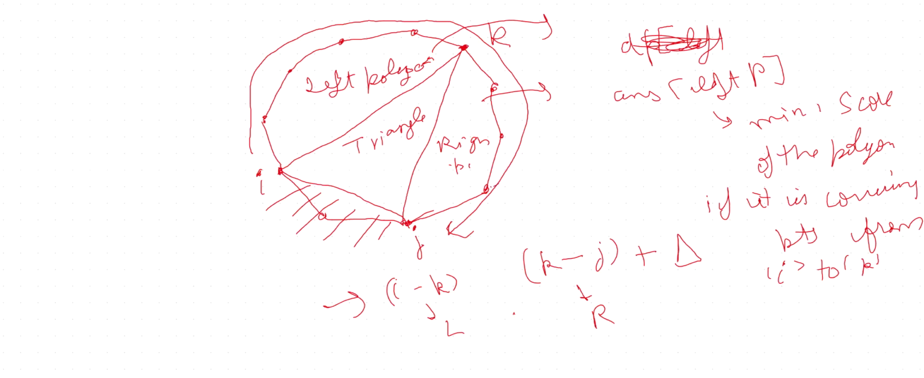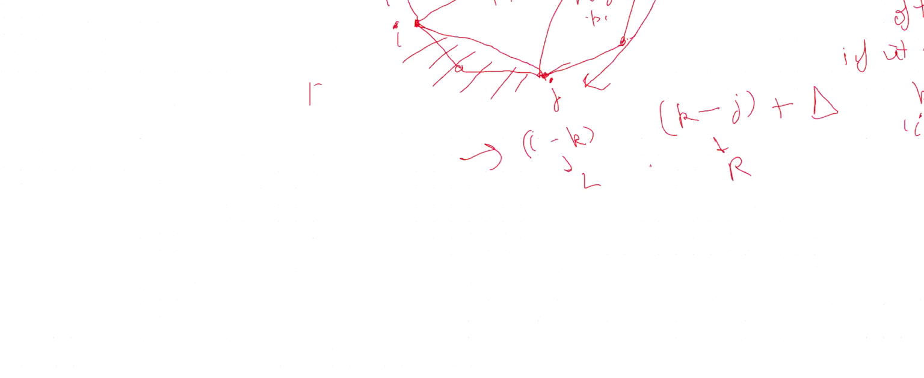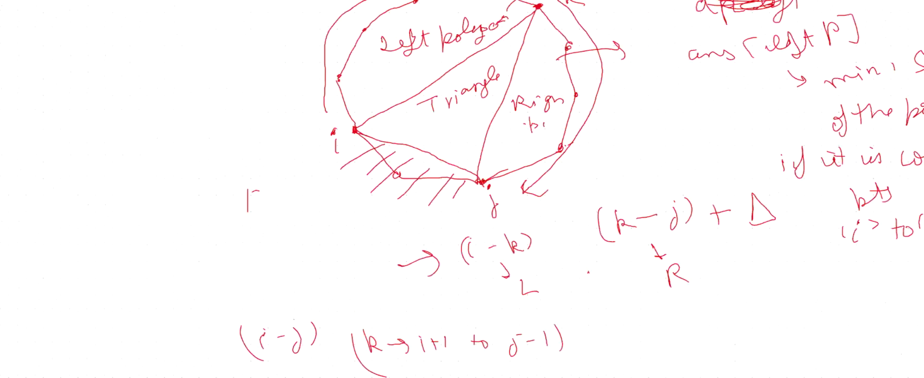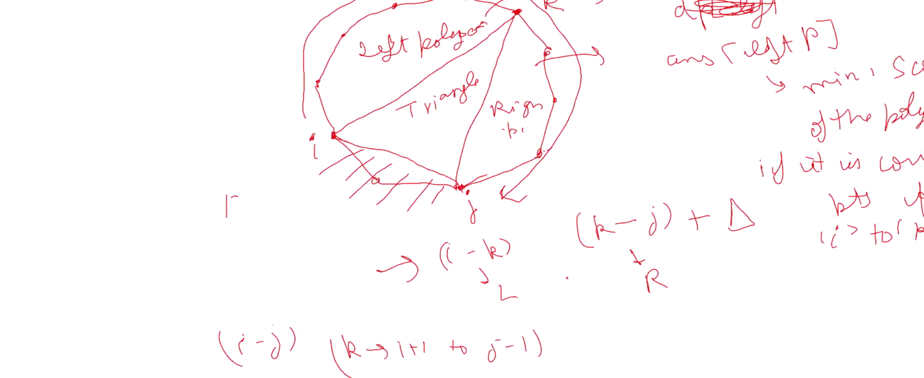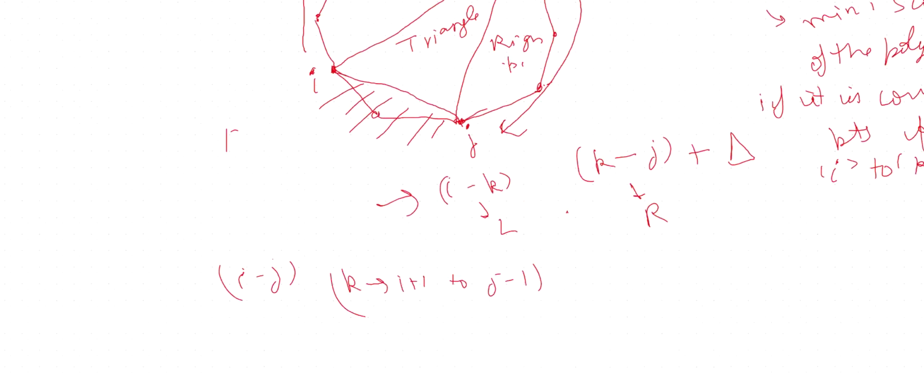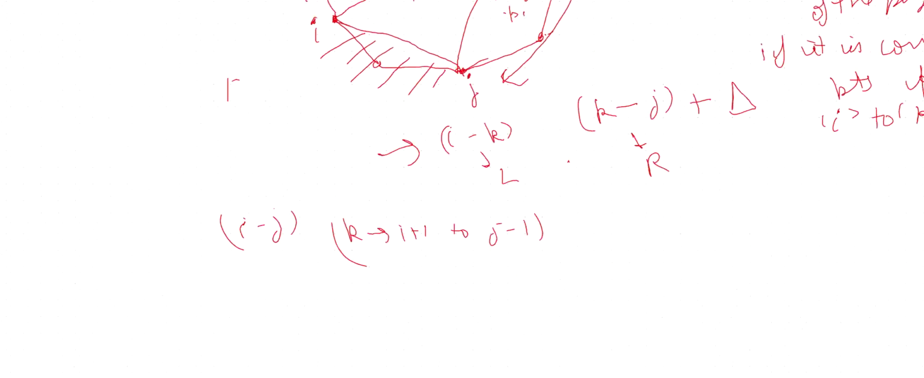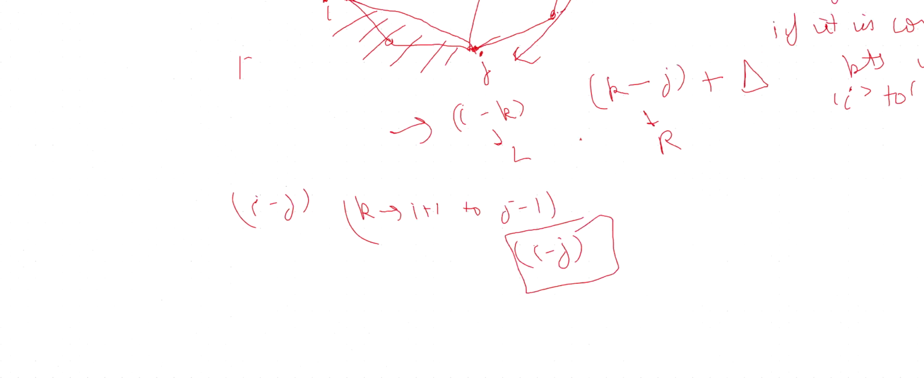So if you have to find the answer from I to j, can I say that you iterate your k from I plus 1 to j minus 1, and for each k you calculate the answer for left and right and then add your triangle, and minimum of those will be your score from I to j. Okay, so I hope that you are getting what I'm trying to say.